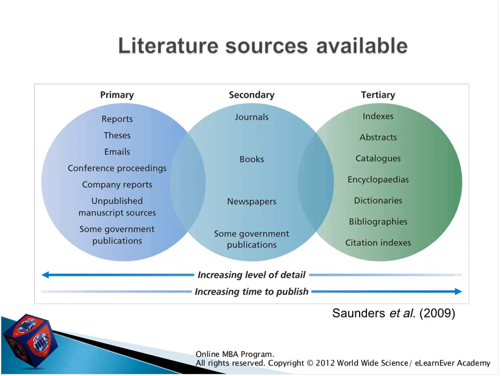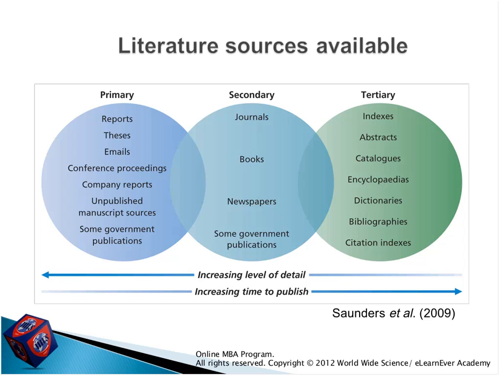So primary means reports, theses, emails, conference proceedings, company reports, unpublished manuscript sources, and some government publications, all right? And then secondary means journals, books, newspapers, some government publications. Then tertiary means indexes, abstracts, catalogs, and, for example, citation indexes, which are also very important, and bibliographies. All right. So these are the three main sources of the literature based on Sanders et al.